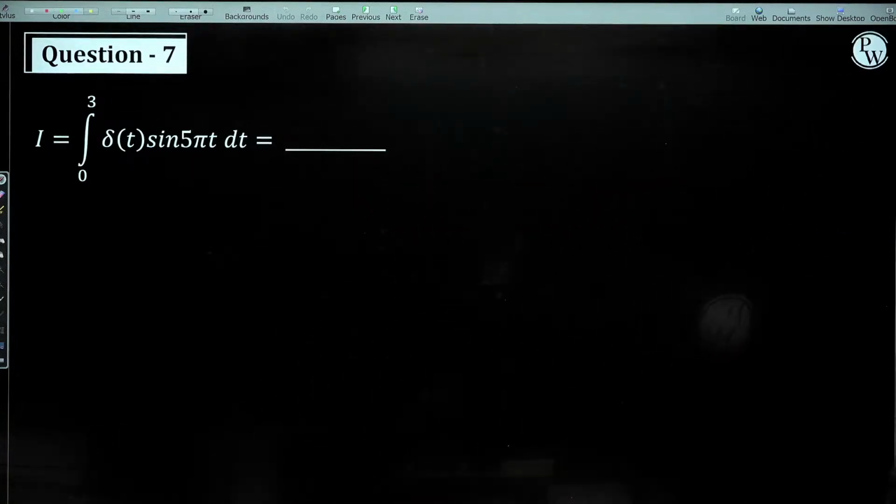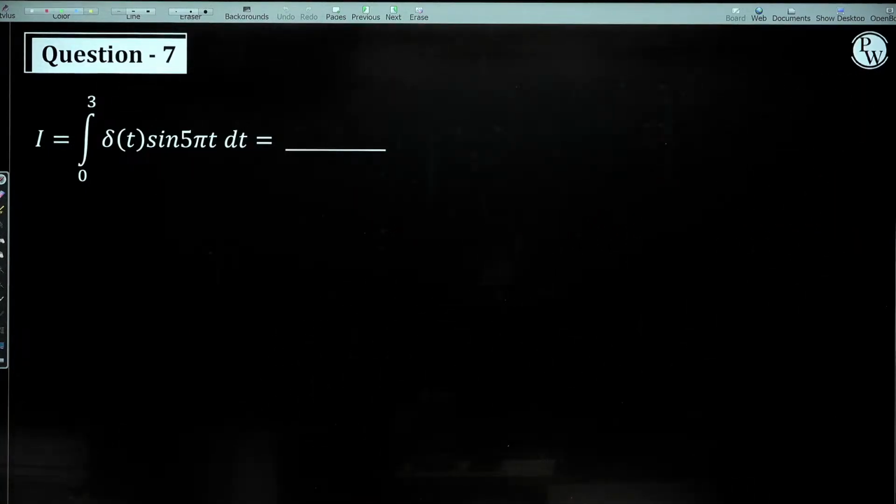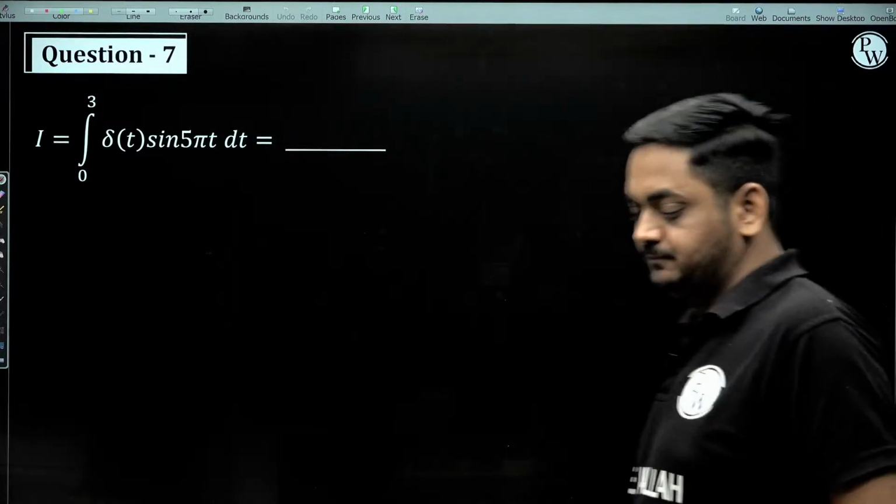Solve this question and tell me what is the correct answer for this. What is the right answer for this question?